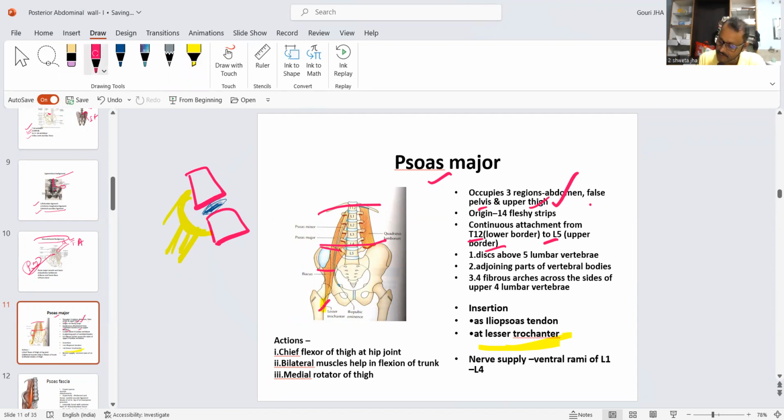It is supplied by the ventral rami of L1 to L4, and this muscle is the chief flexor at the hip joint. It is responsible for flexion at the hip joint, and the bilateral iliopsoas muscles of both sides help in flexion of the trunk. The trunk will be flexed, and it also medially rotates the thigh. But the most important thing is that it is the chief flexor of the hip joint.